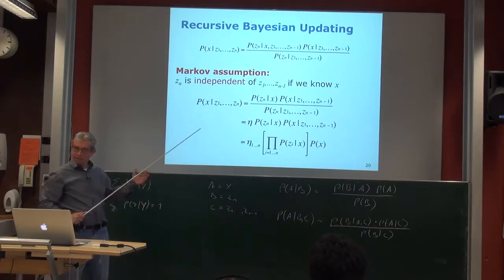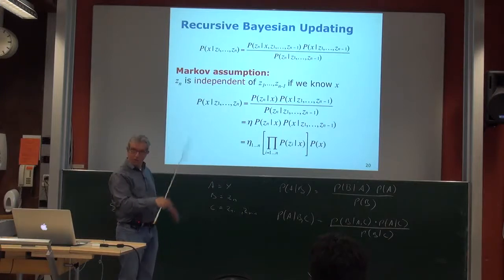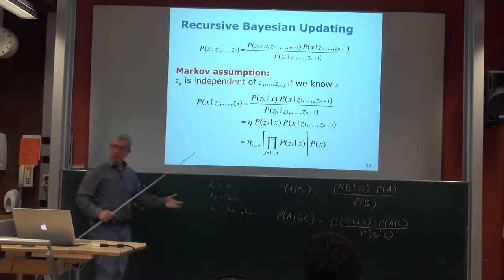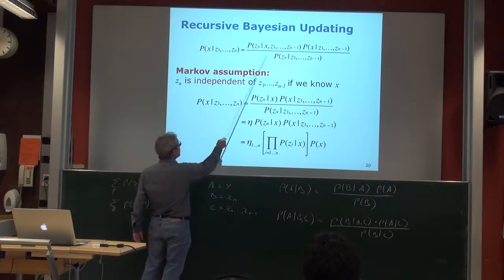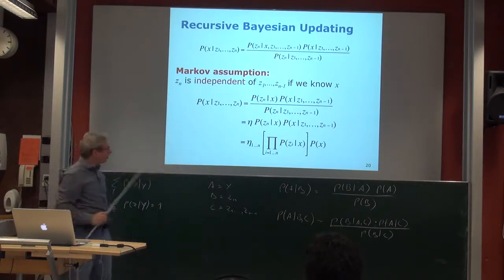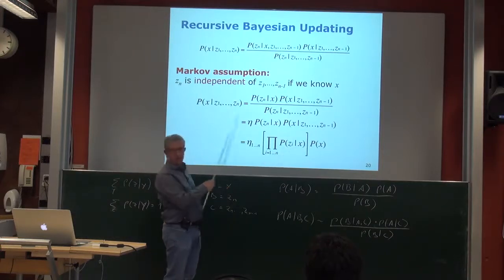We take as background knowledge Z1 to Zn minus 2, the very same argument, which makes us in the end end up with a constant that is a product of n normalization constants. And we have this product over i from 1 to n of the likelihoods of the observations given X, times the probability of X, a prior probability. Meaning that we can replace this high-dimensional probability distribution by the product of n two-dimensional probability distributions.